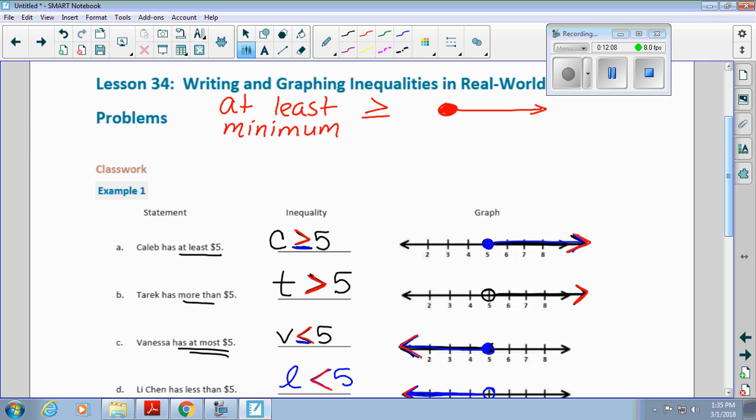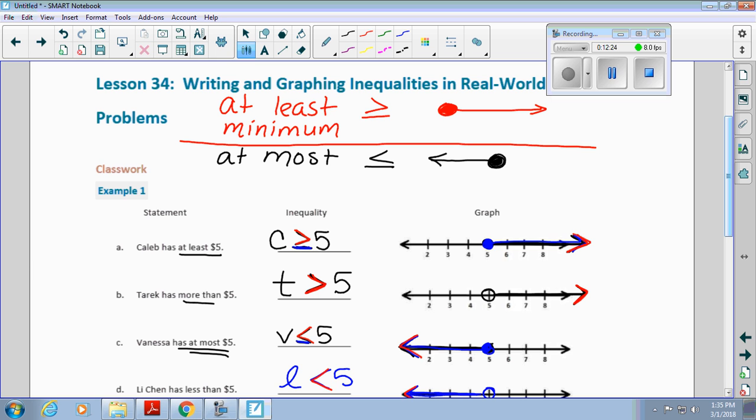Alright, so again, that would go to the right on a number line. The opposite of that would be at most. That means all the numbers would have to be less than that amount or equal to that amount, and that would be indicated by a filled in circle going to the left with the arrow, and maximum would be our synonym for the phrase at most.